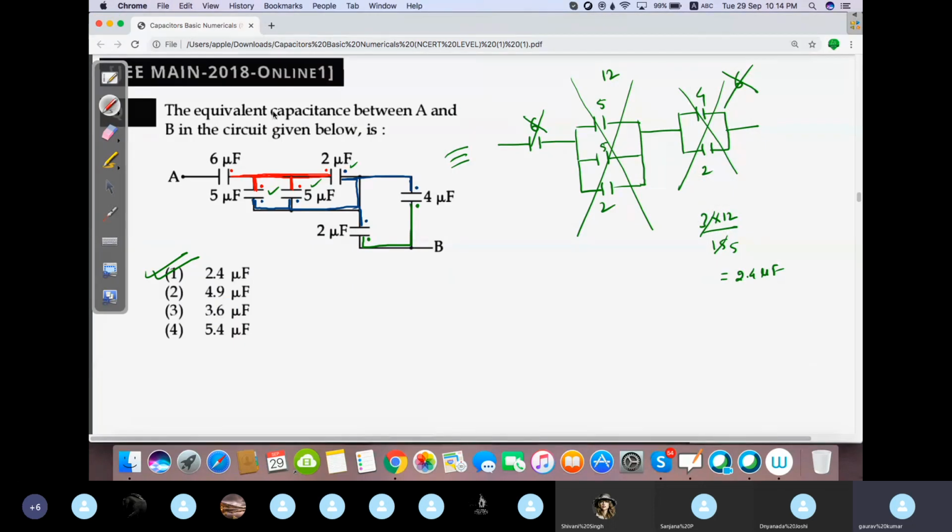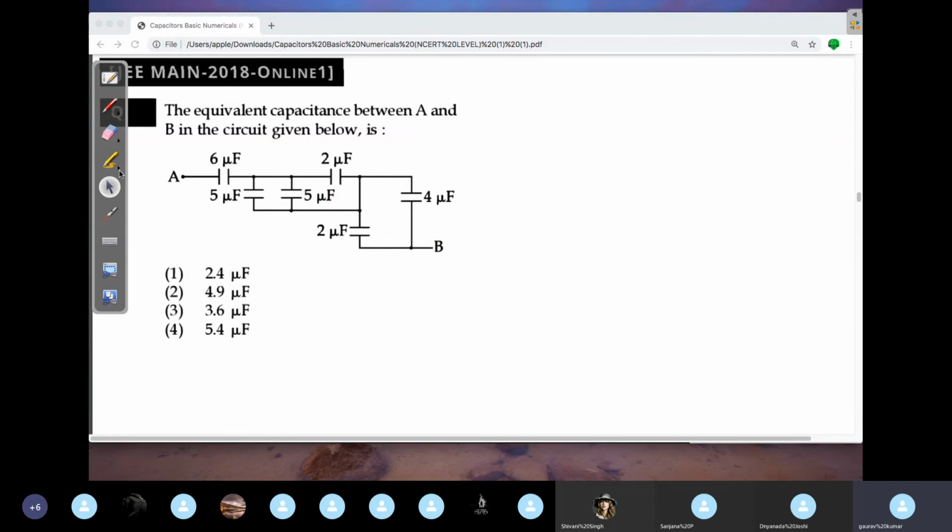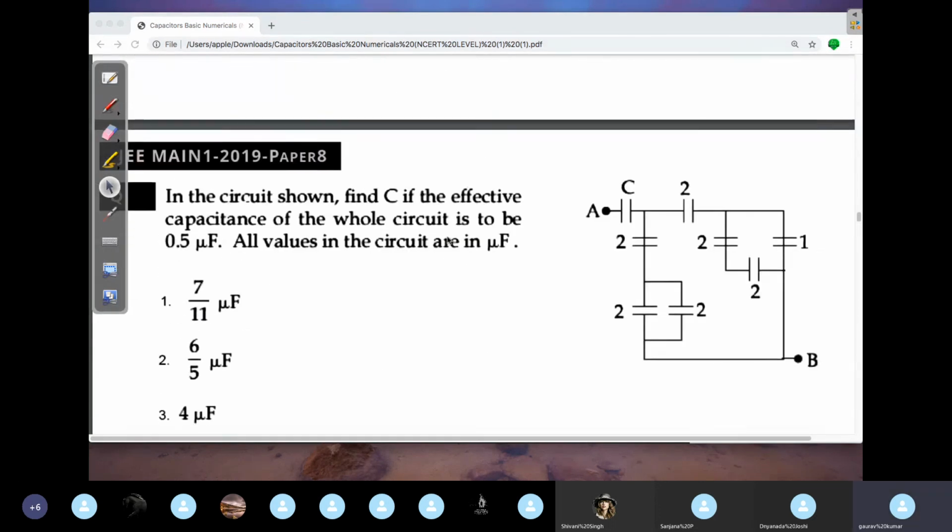Actually, easy question. You can see how to figure out. I've explained in a very nice manner. These colors, right? Red, blue, and green. Then you can easily understand this, right? So let's see the next. This is already over, right?